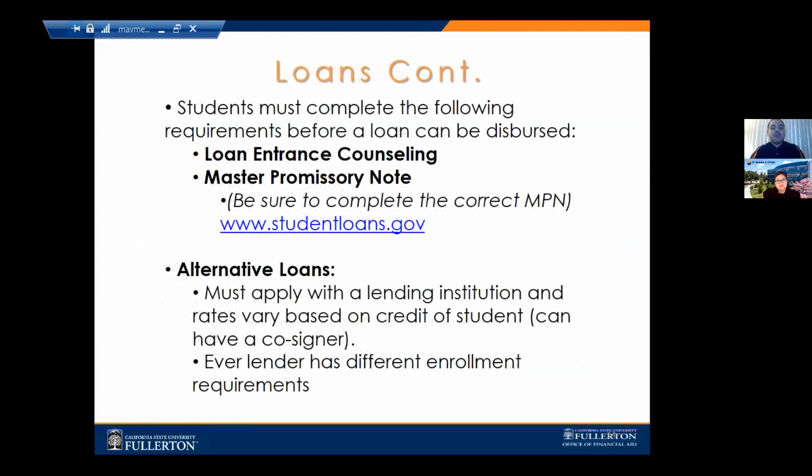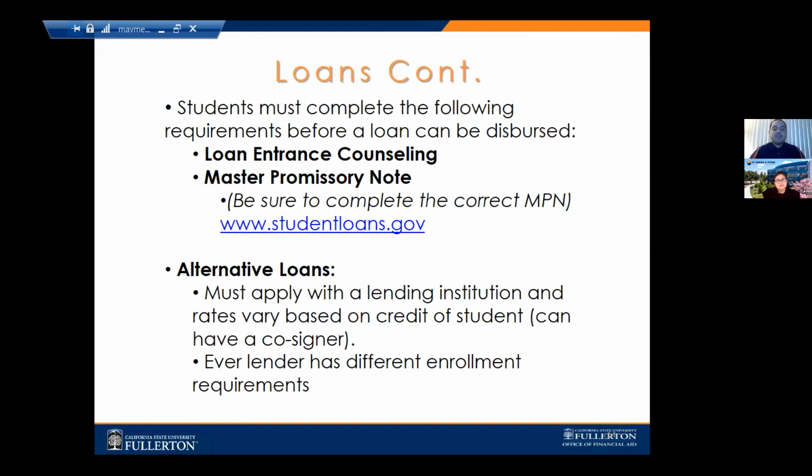Now, whenever students do accept their loans, once they accept it on their portal, they have to take 2 additional steps in order for that loan funding to disperse. And the first step is a loan entrance counseling, which is essentially a bit of a tutorial, an online tutorial that's completed through the studentaid.gov website. And the last is the master promissory note. And this is more of a contract where you essentially sign and say that you promise to pay back the loans once you have finished school or are no longer attending school.